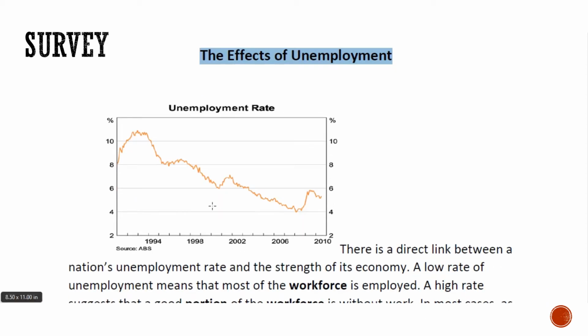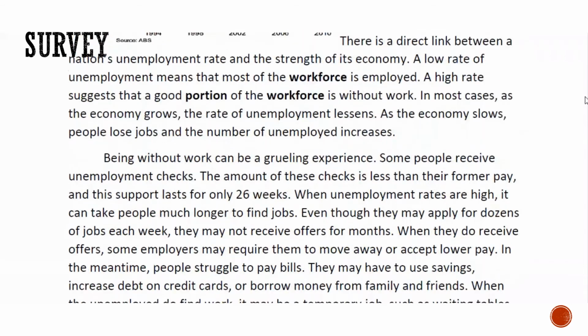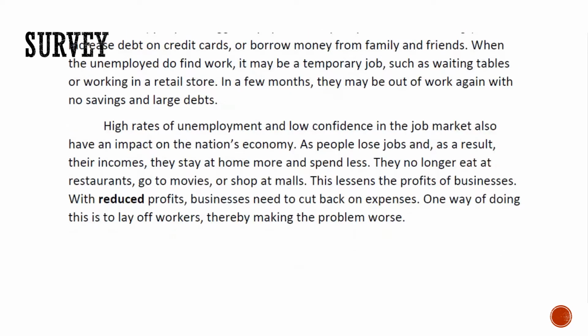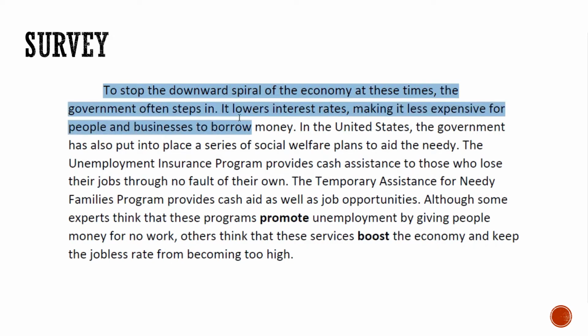You see it has a visual aid, which is a line graph. As you look or survey this essay, there are no headings. However, let's look at the first sentence of each paragraph. There's a direct link between a nation's unemployment rate and the strength of the economy. Being without work can be a grueling experience. High rates of unemployment and low confidence in the job market also have an impact on the nation's economy. To stop the downward spiral of the economy at these times, the government often steps in.